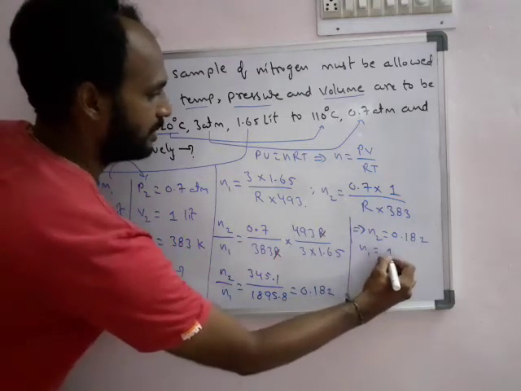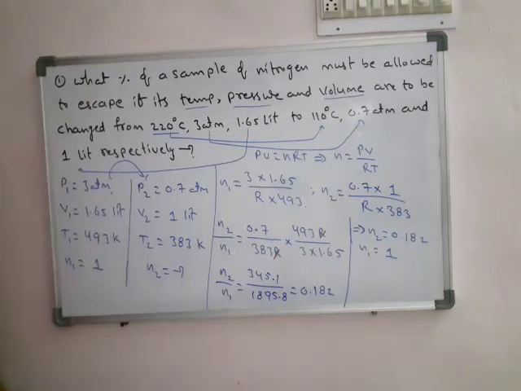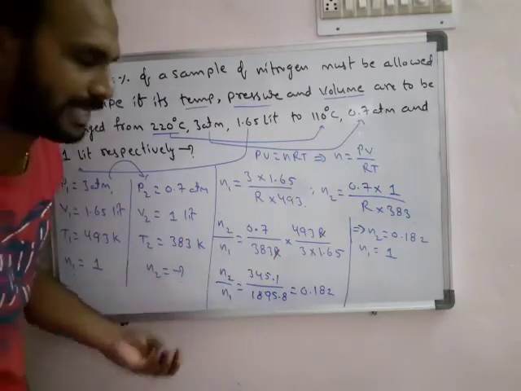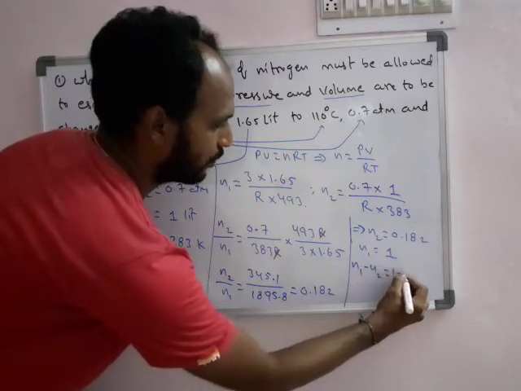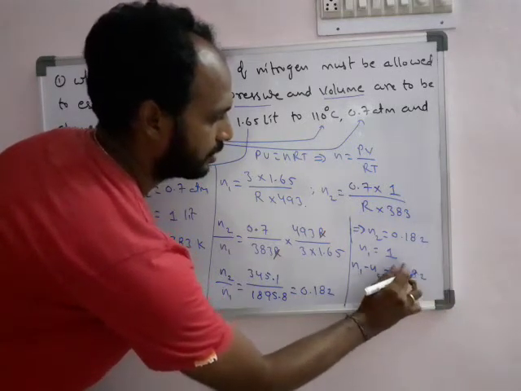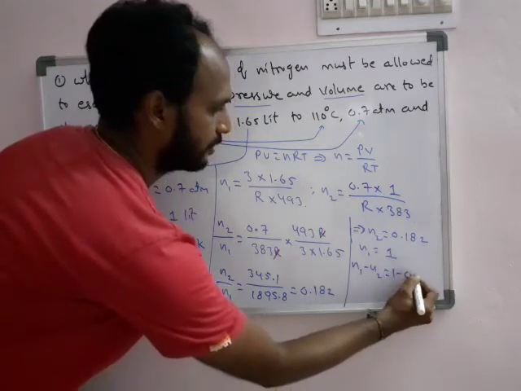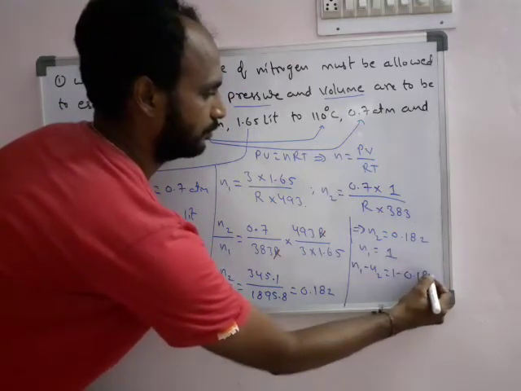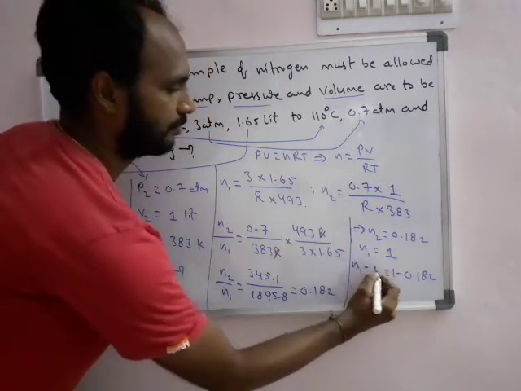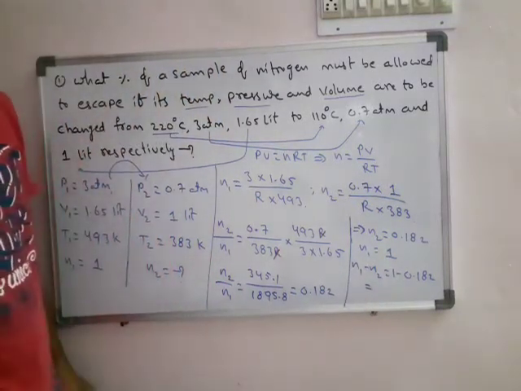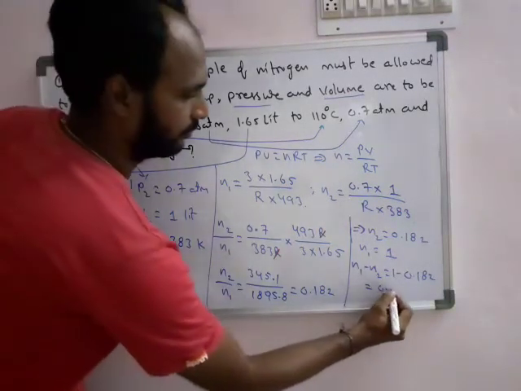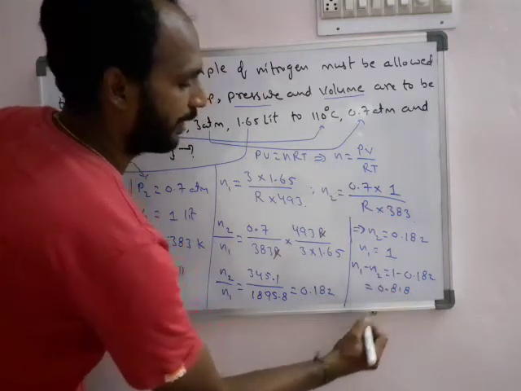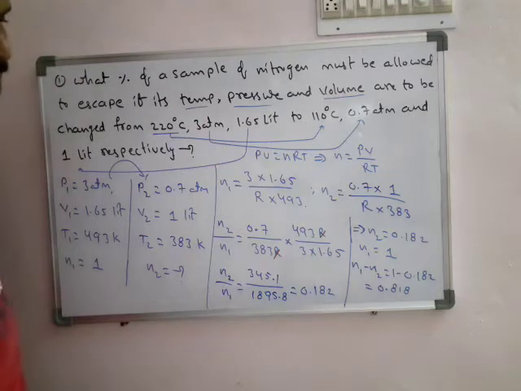So what is N1? That is 1. So what is the fraction? What is the change? Some gas must escape. The conditions are changed, so some gas will escape. What is the change? N1 minus N2, that is 1 minus 0.182, and here it becomes approximately 0.818. Okay, 0.818 moles of gas is escaped outside.